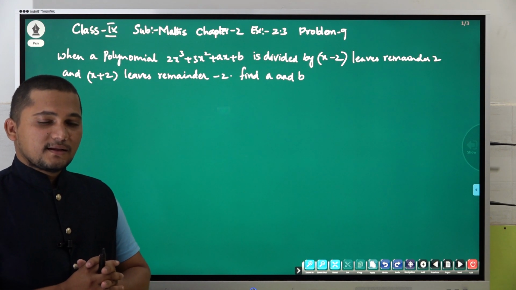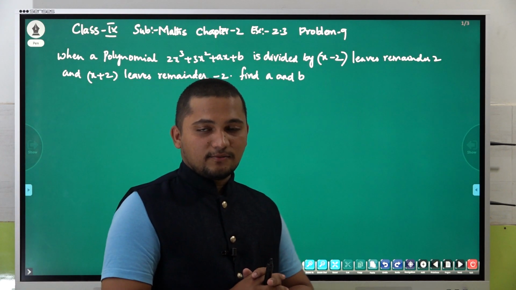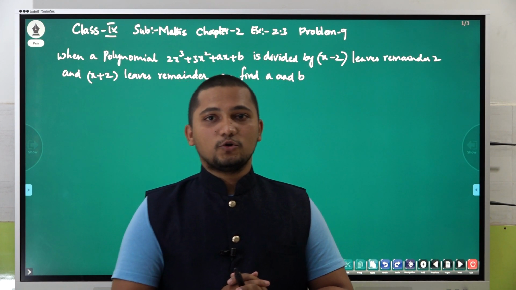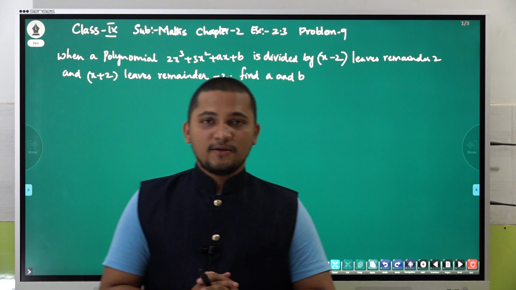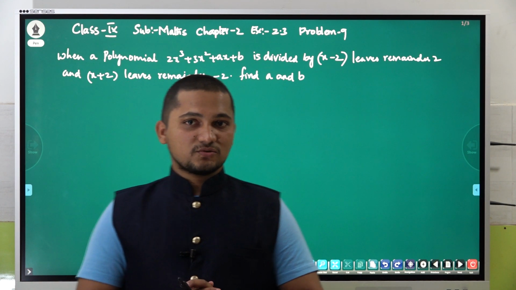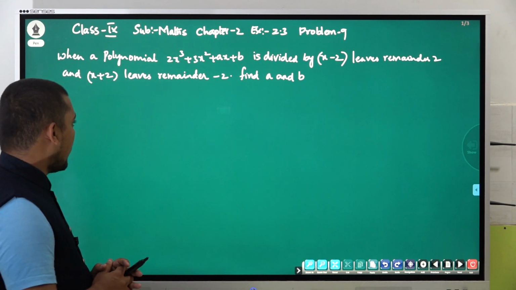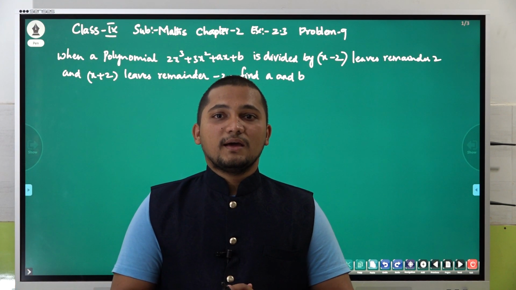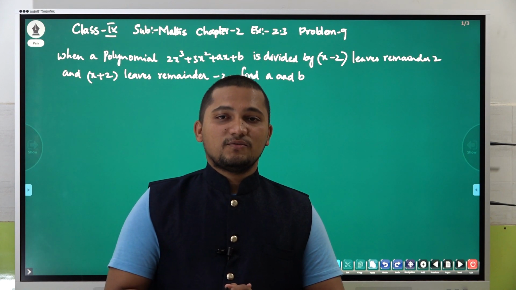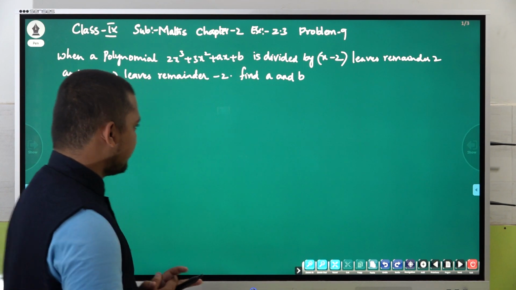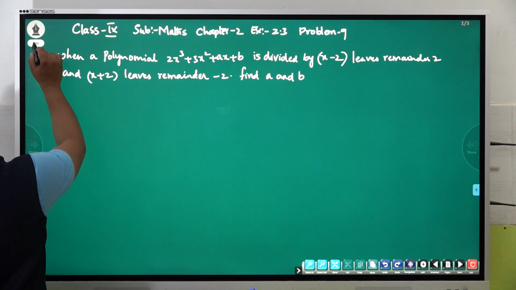Okay, here they gave one polynomial, that is p of x, and they gave two linear polynomials, one is x minus 2 and x plus 2, and for x minus 2 they got the remainder 2 and for x plus 2 the remainder is minus 2. Okay, by using that data we should find out the values of a and b. Okay children, see, very important problem.